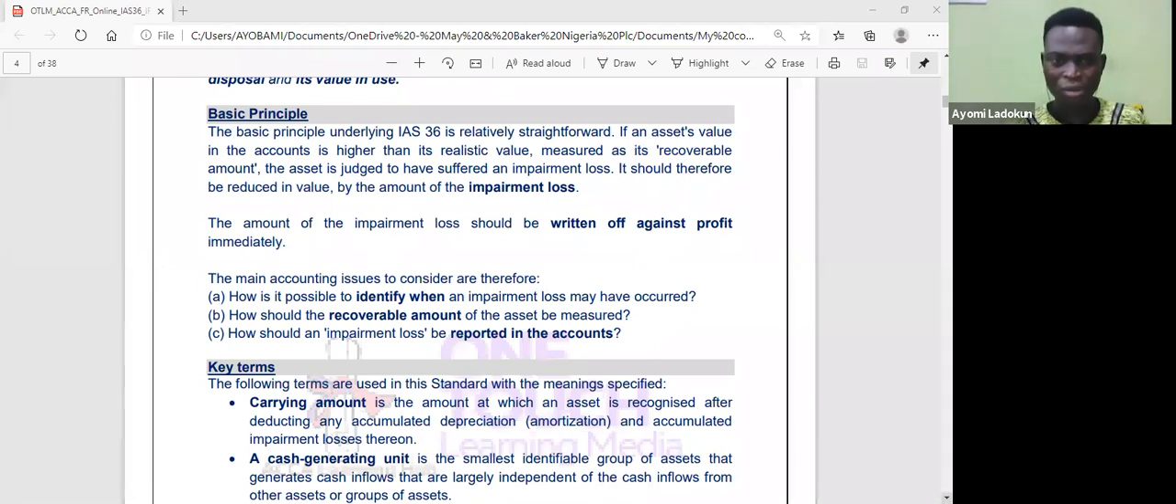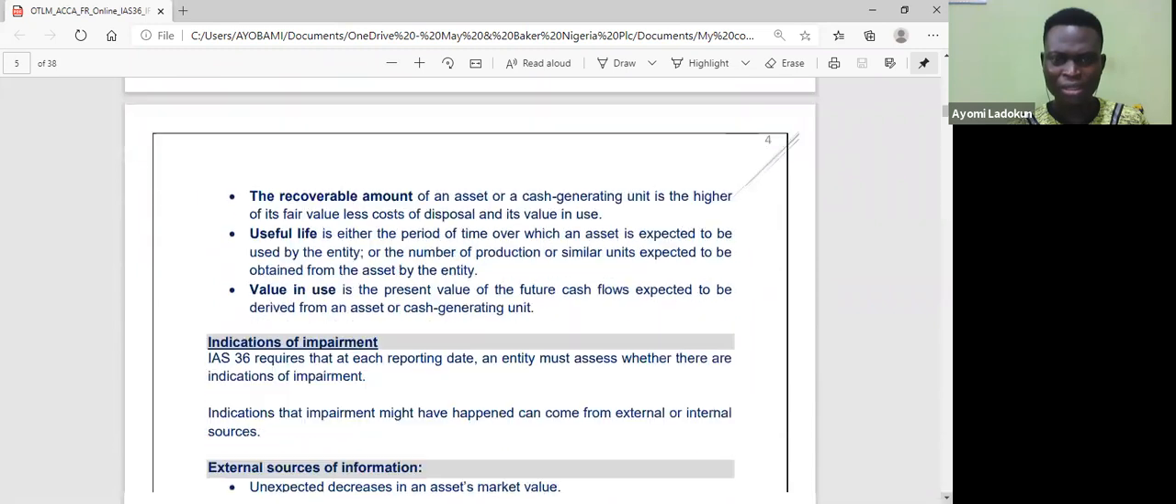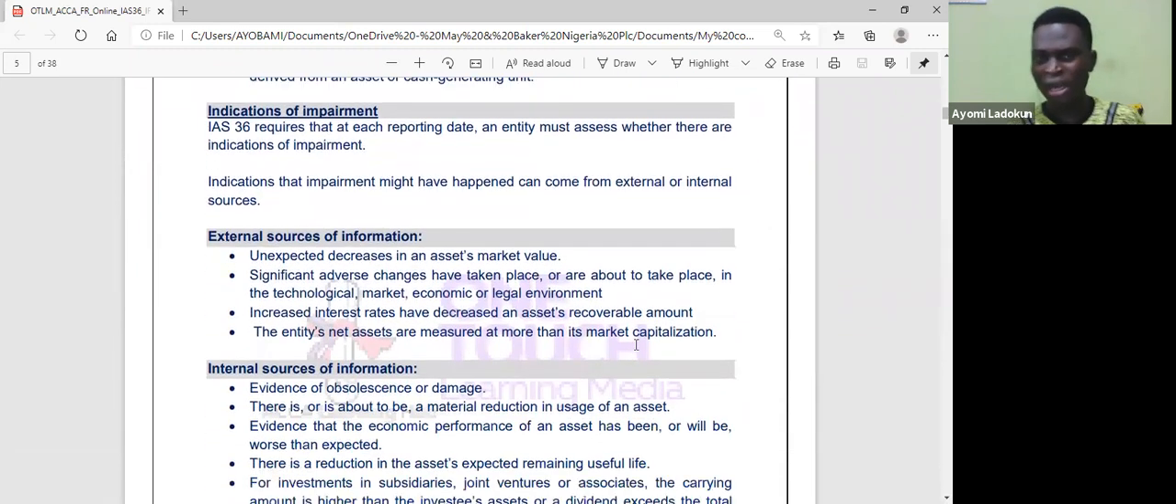Now I needed to explain one more thing, although there are two actually. So I will explain one now, solve a question, then I will explain the other one. Now, what I've explained is what we call impairment test or impairment review.